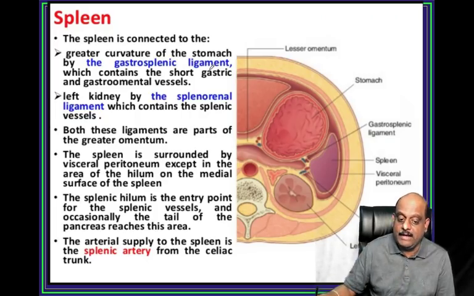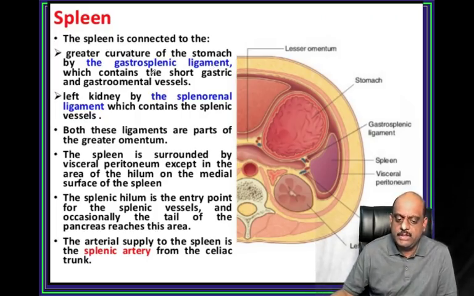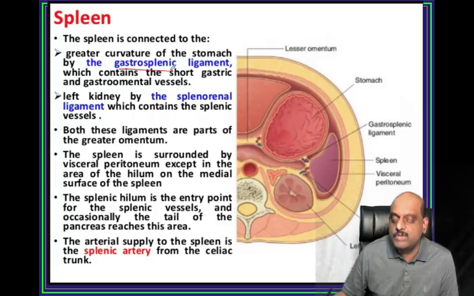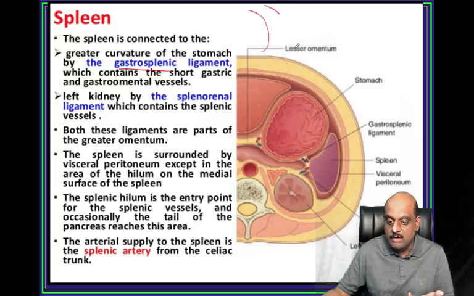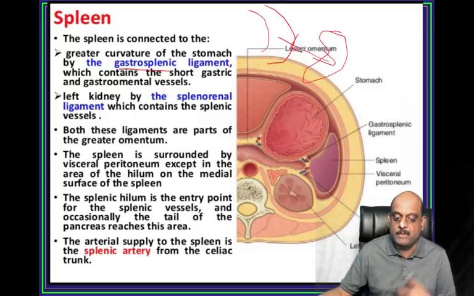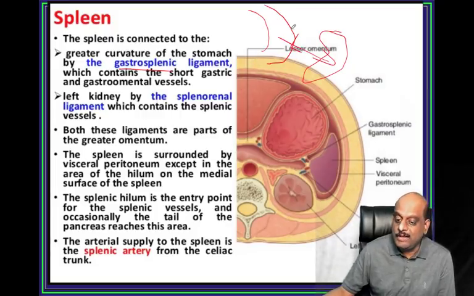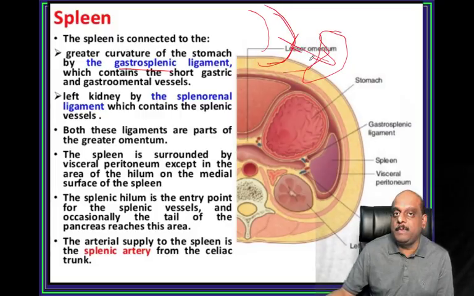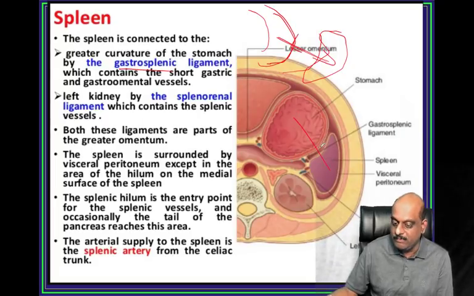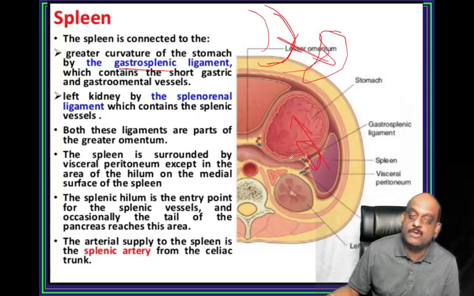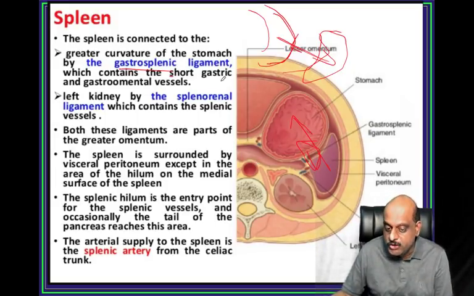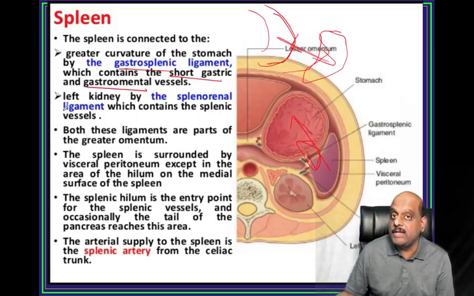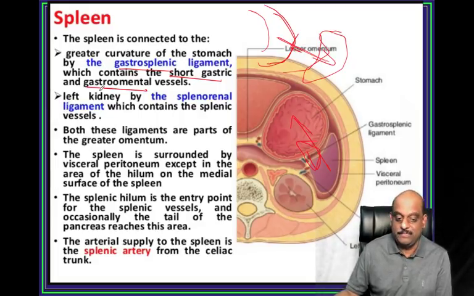So it is the splenorenal. Now, doctor, where is the gastrosplenic? Name itself is telling you. The stomach is there, the spleen is there; the greater curvature of the stomach and the spleen are connected, right? Between these two, you have the gastrosplenic. Inside the gastrosplenic, there are the short gastric arteries and gastro-omental arteries.